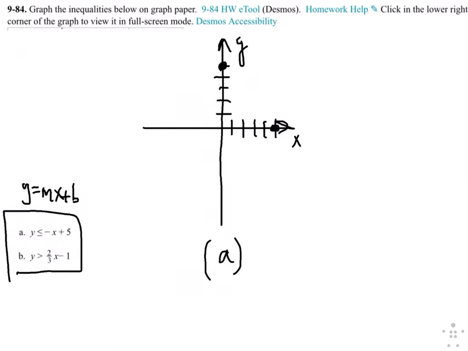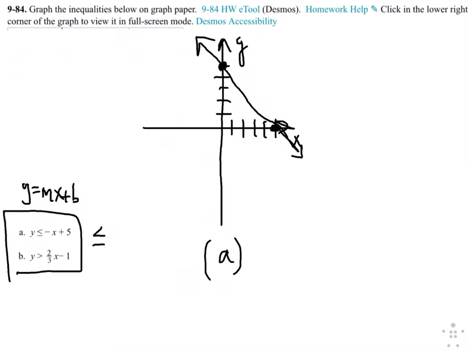Slope is -1. And the symbol is less than or equal, right? It's a less than or equal symbol, which means it's going to be a solid line. So I'm going to draw a solid straight line through there as best as you can.